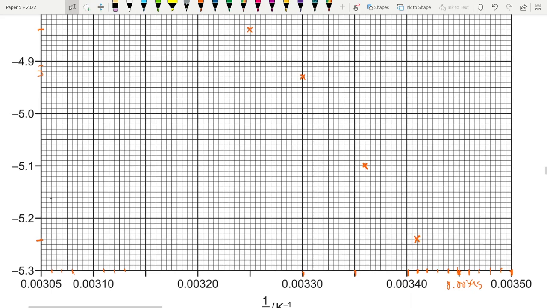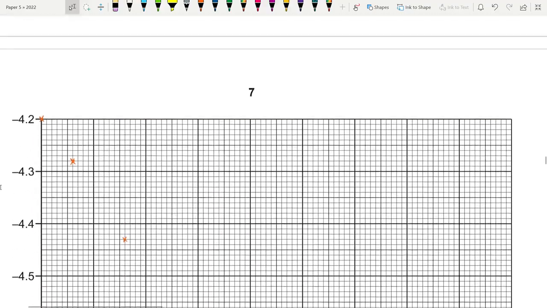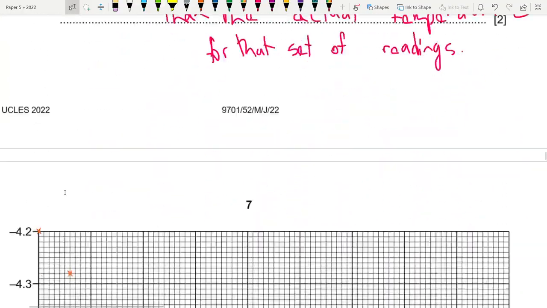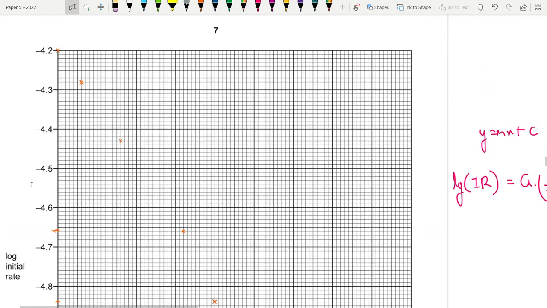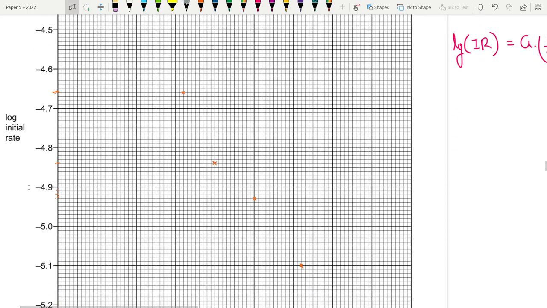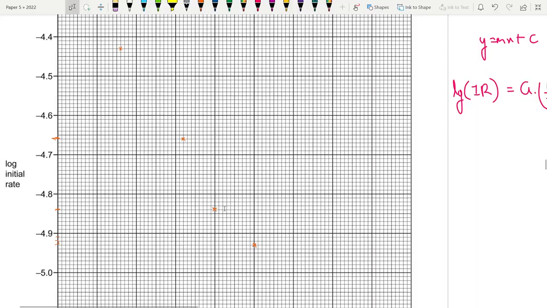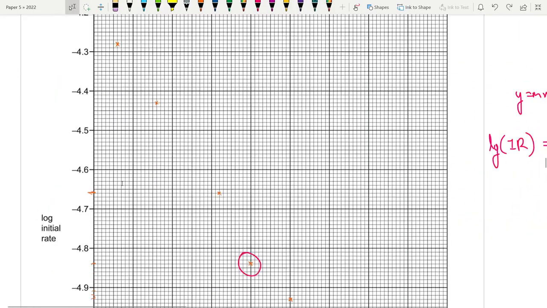You can pause here if you want and check. I've plotted them perfectly. Now what do we need to do? Plot a graph, then draw a line of best fit. Unlike physics, where you need to make sure it is suitably distributed above and below the other points, in chemistry there might be anomalies. So clearly the 5th point from the left hand side is an anomaly, so I'm going to exclude that and draw the line of best fit.